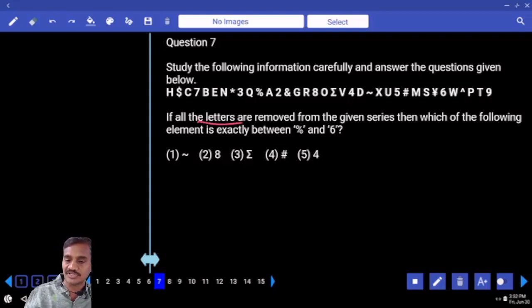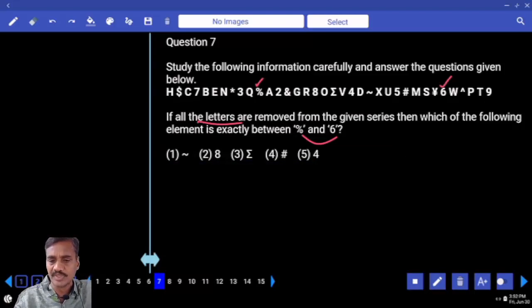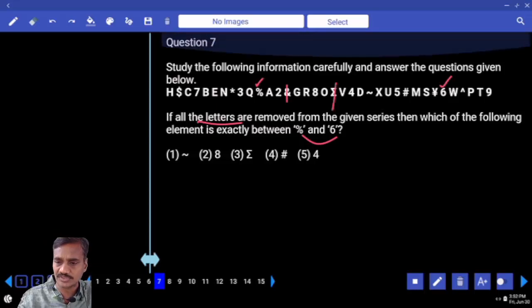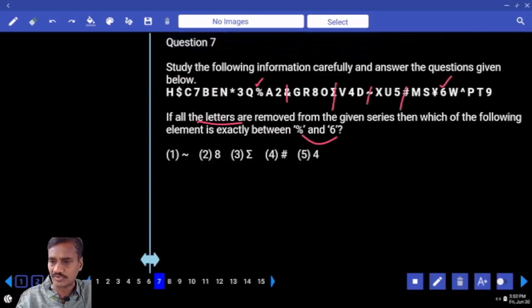Then which of the following is exactly between these 2? Now exactly between these 2, this one and the 6 here, all the symbols are removed: 1, 2, 3 and 4 and 5. Then we have percentage and 6.